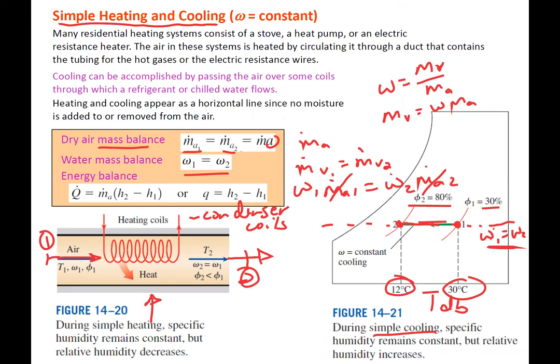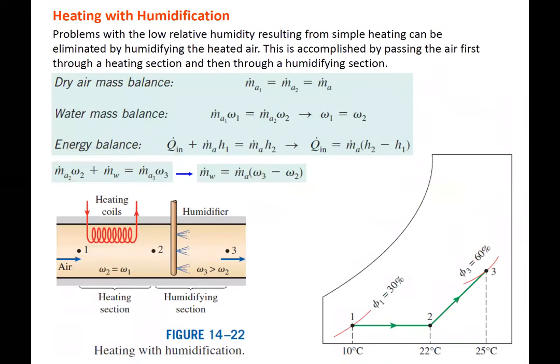But what you see when we cool, right, we drop the temperature, the specific humidity is the same, but the relative humidity changes, right, because we're changing temperature. So relative humidity is affected, right? I said it's relative to the temperature, right? So even though we didn't change the amount of mass of water vapor in the air, our relative humidity changed from 30 to 80%. So that air feels more humid.